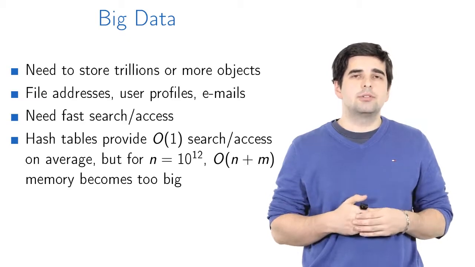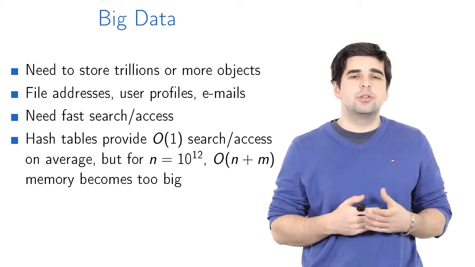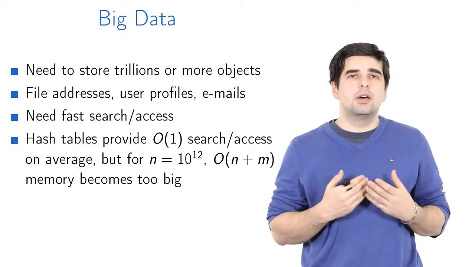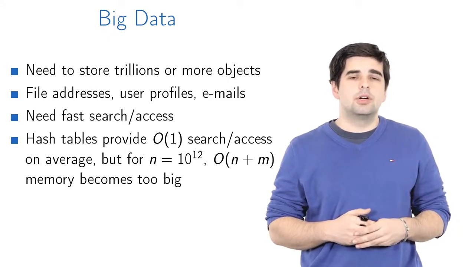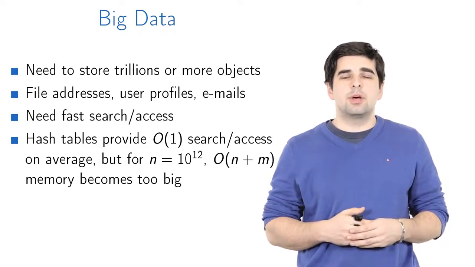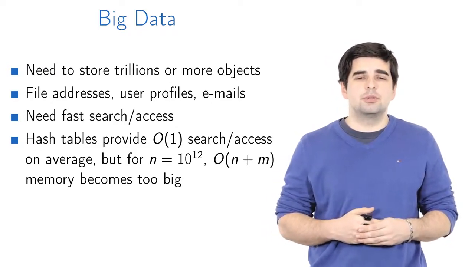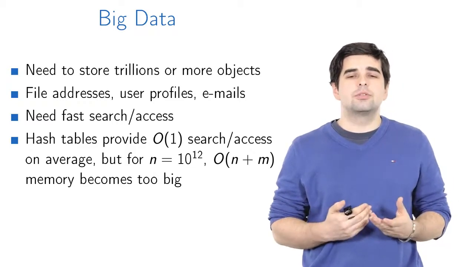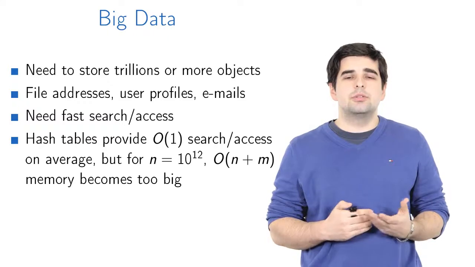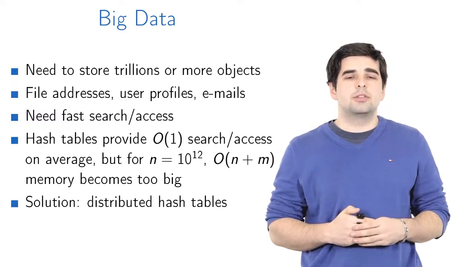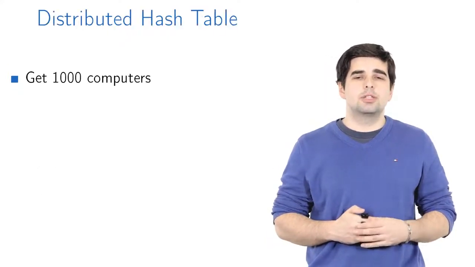Hash tables in general are a good solution for that problem because they give constant time search access on average. But for a number of keys on the order of 10 to the power of 12, the amount of memory that a simple hash table will store becomes too big to store on one computer. And so we need to do something else. We need to use more computers probably. And the solution to this is distributed hash tables.